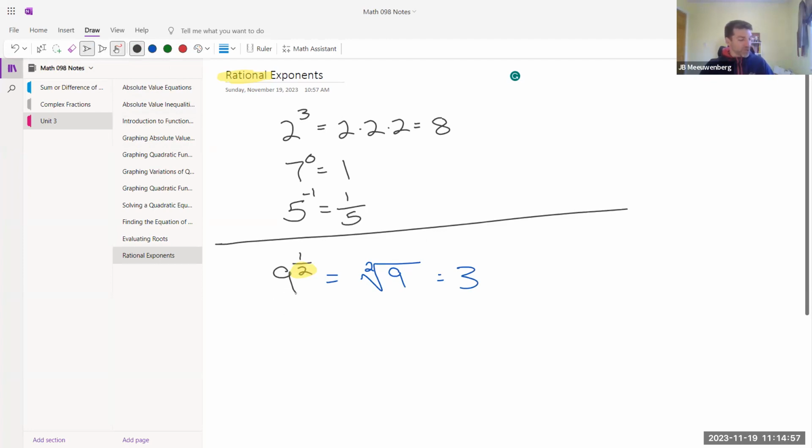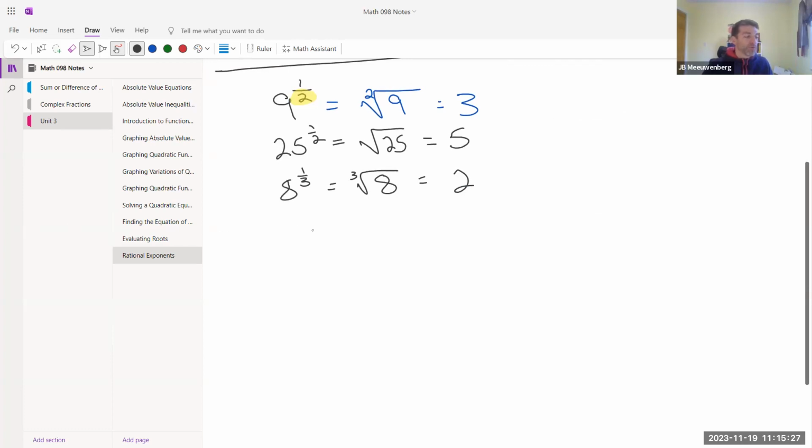Similarly, 25 to the 1/2 is equal to, if you want to rewrite it, you can. If not, you can just think, oh, it's the square root of 25, which is 5. We could put a different denominator, maybe 1/3. That means the cube root of whatever your base is here, 8. We know that that is 2.